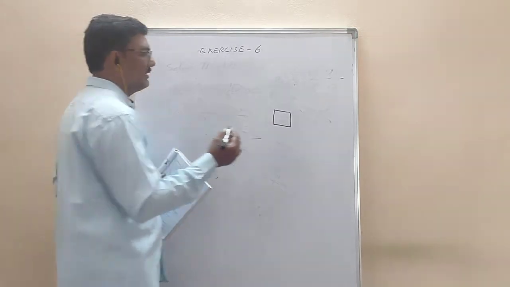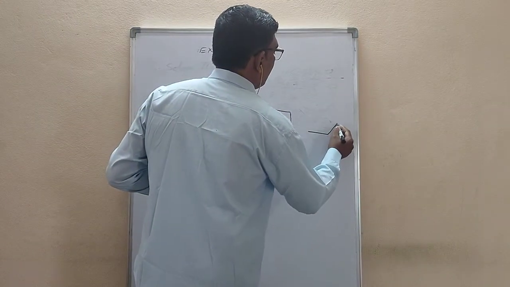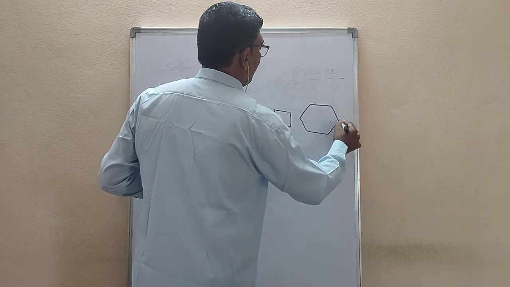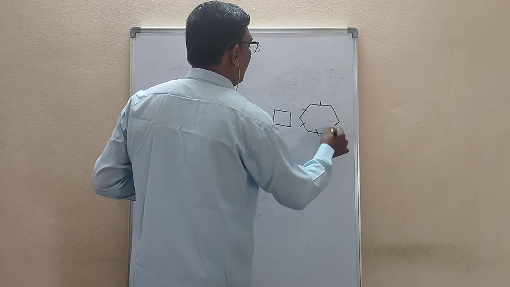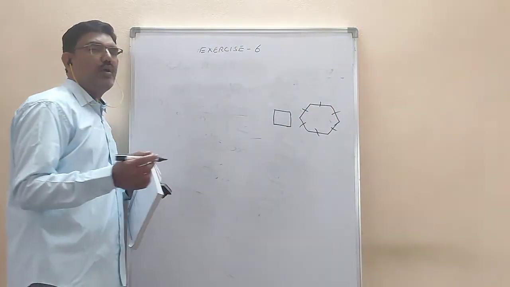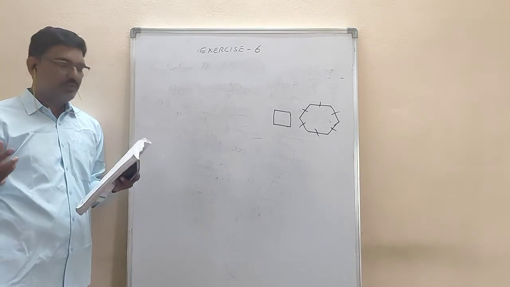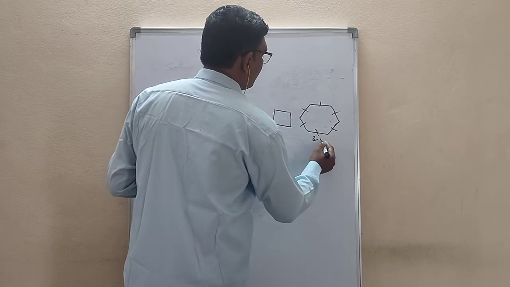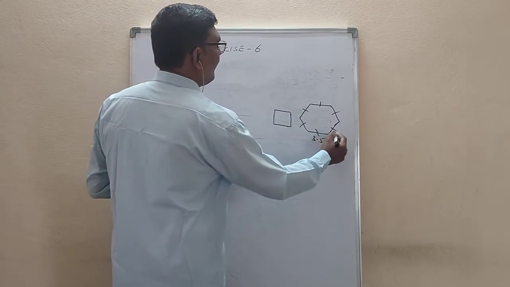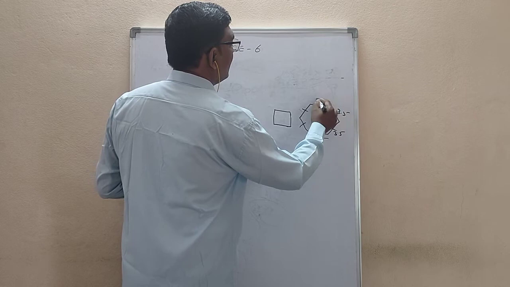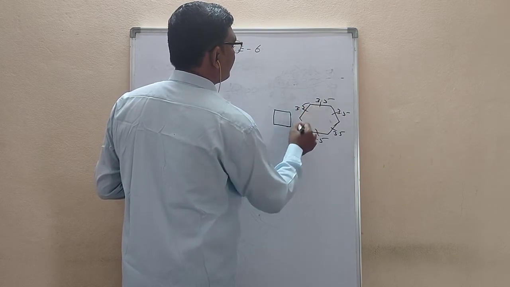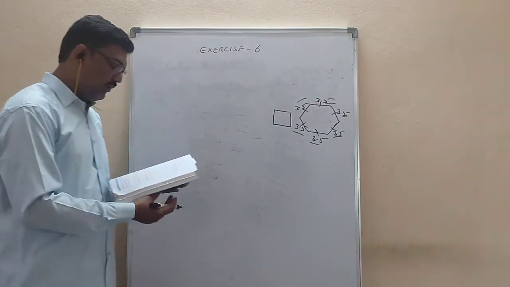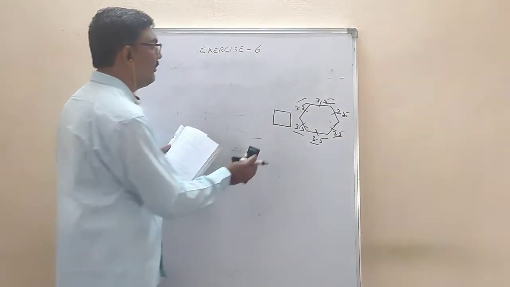It may be 4 sides. It may be 6 sides. When we call a polygon a regular polygon, it means a polygon which has equal sides is called a regular polygon. That regular polygon's side length is 3.5 centimeters. One side is 3.5 means all the sides are 3.5 centimeters only. Now the perimeter of the polygon is 17.5.